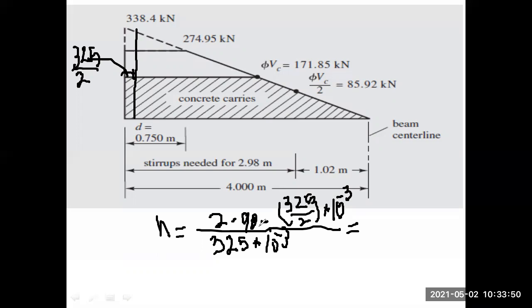Calculate here. Now we have 8.6. For example, if you have calculated it and if it was like 8, so the last stirrup would have been at which location? The last one.